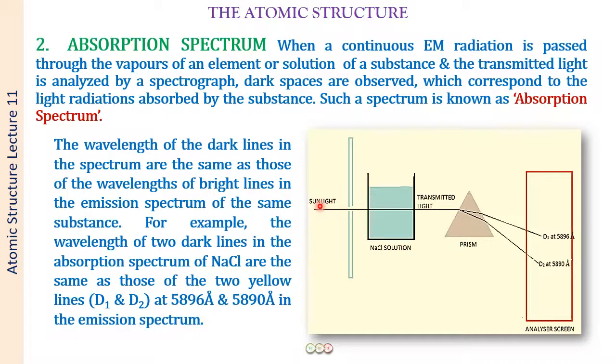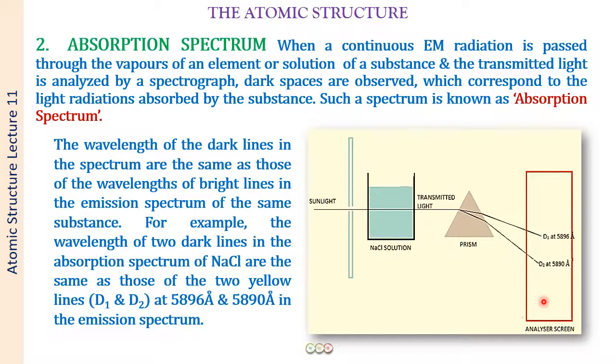We allow the light to pass through either the vapors of the element or the solution of the substance. Some portion of the light will be absorbed by the solution, and the rest is going to be transmitted out. And we are analyzing this transmitted light. We allow it to pass through the prism and then onto the photographic plate. What we find on the photographic plate is a continuous spectrum, except that there are a few dark spaces seen in the otherwise continuous spectrum.